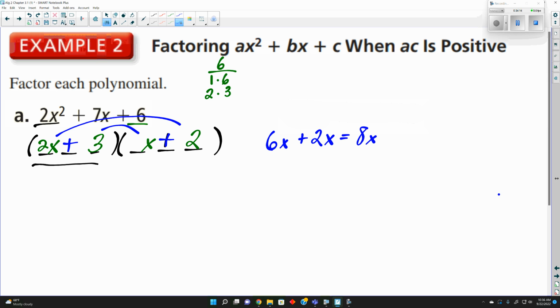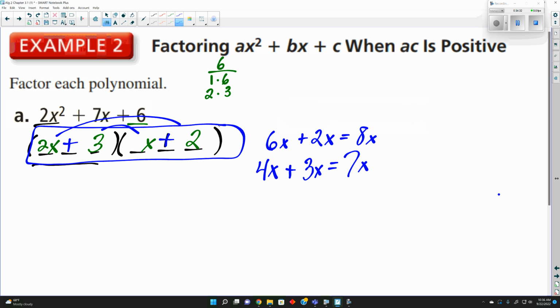So 2x times 2 is 4x. 3 times x is? Wait, no. 7x. Is that what we wanted? Yes, sir. Never mind. I'm sorry. Stop. I have to rewrite everything because I was wrong. Hey, you told me after.